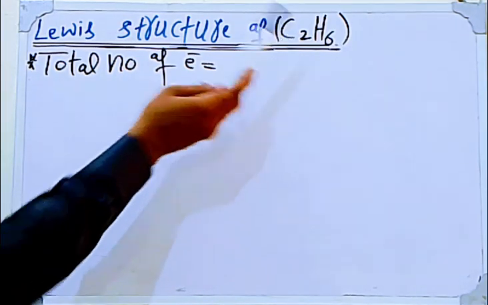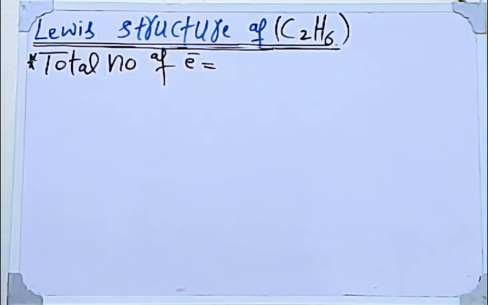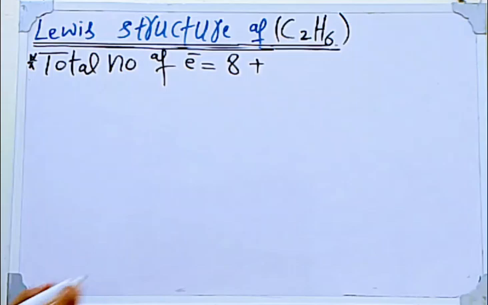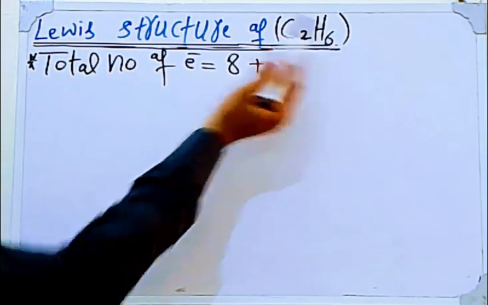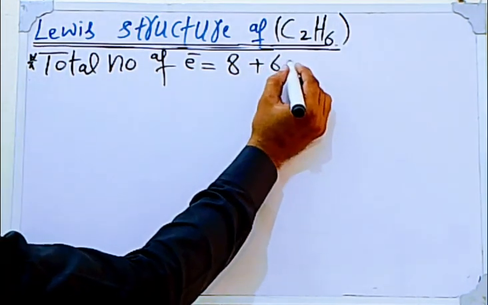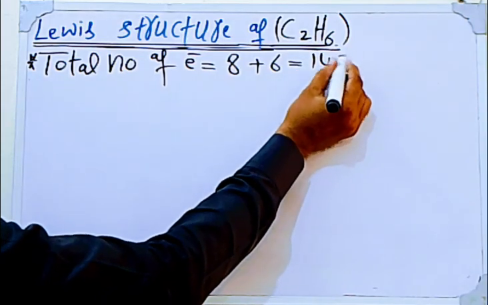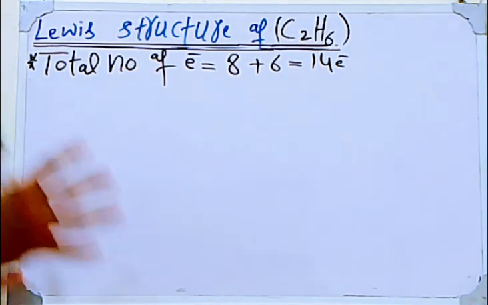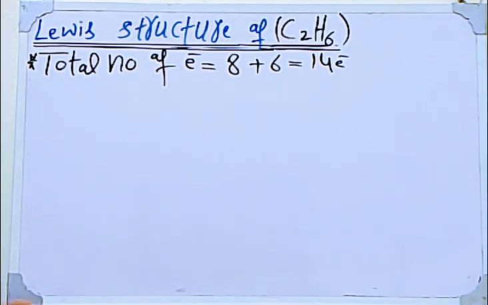Students, we know that carbon is present in group 14, so it provides 4 electrons for bonding. So, 2 carbon atoms provide 8 electrons, and hydrogen is present in group 1, so 6 hydrogen atoms provide 6 electrons. So, we have a total of 14 electrons. We have to distribute these 14 electrons among 8 atoms, which are 2 carbon and 6 hydrogen atoms.